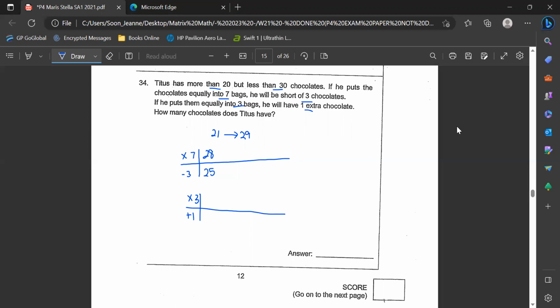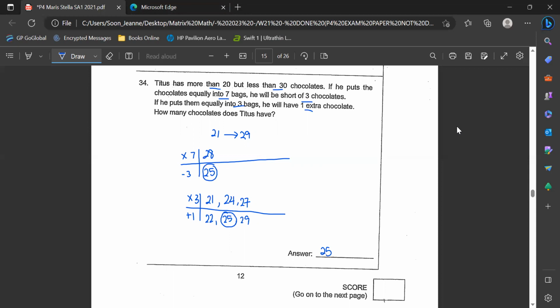For the times 3 table, the multiples between 21 and 29 are 21, followed by 24 and 27. With 1 extra chocolate left in bags of 3, this will be 22, this will be 25, and this is 28. If you look at the bottom row, we compare the bottom row because the answer will be the one with the remainder and without the remainder in it. So the answer is actually 25 chocolates.